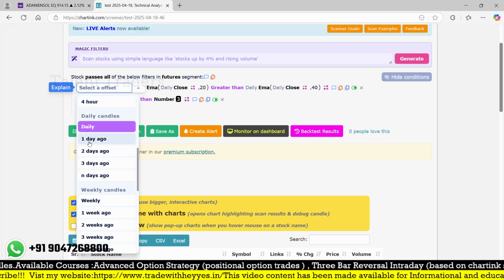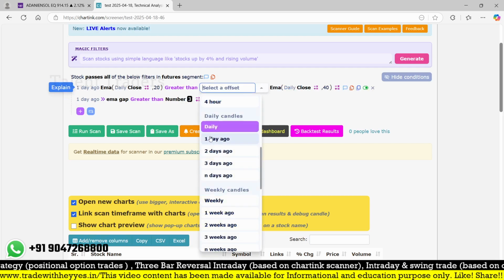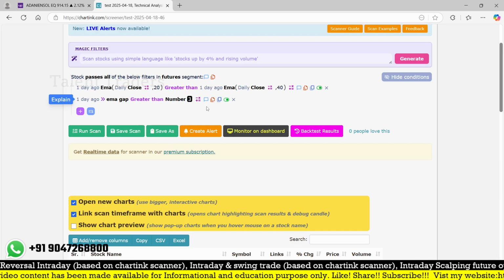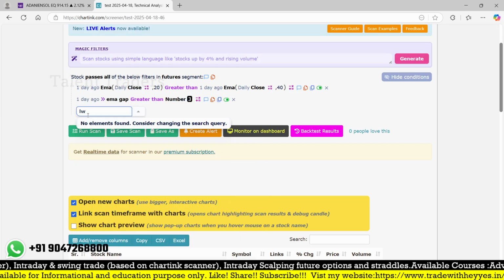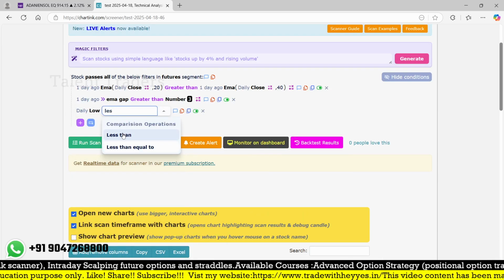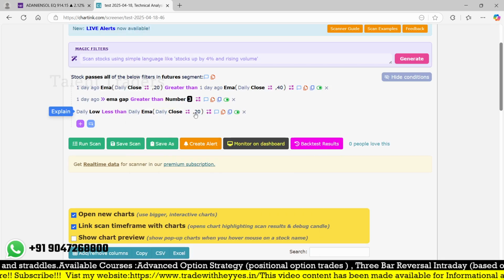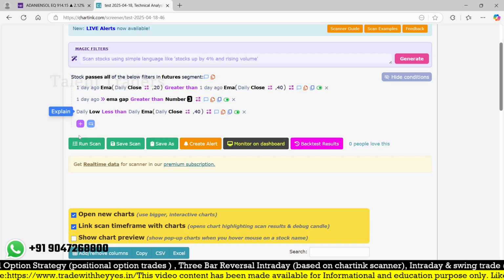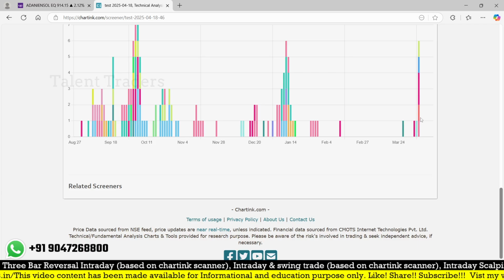So instead of this, we can use 1 day ago, because 1 day ago the gap between the EMA 20 and 40 should be high, and today, the low of that particular day must be less than EMA 40. Hope you understood the conditions I'm creating with this, only using the low of that particular day. You can look at this, these are all the opportunities.